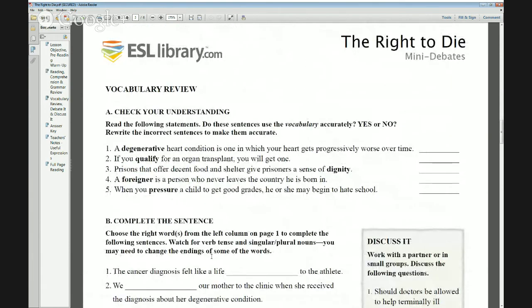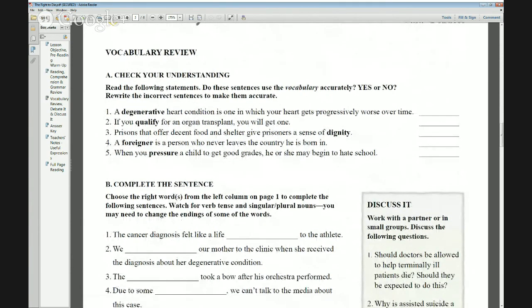So let's have a look at the next few exercises and then we will complete our lesson. So here is a vocabulary review. Read the following statements, 1 to 5. Do these sentences use the vocabulary accurately? Yes or no? And if it's incorrect, then rewrite the sentences to make them accurate.